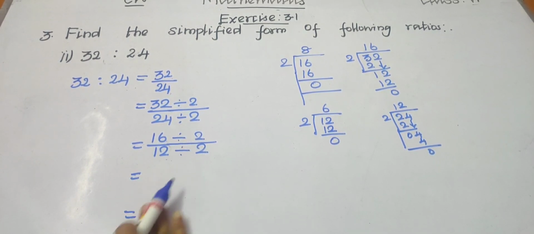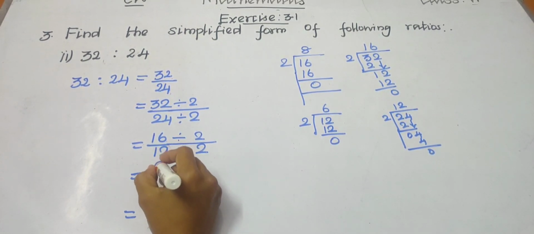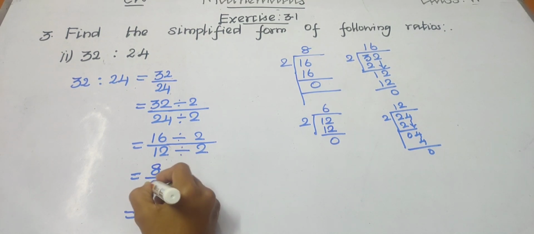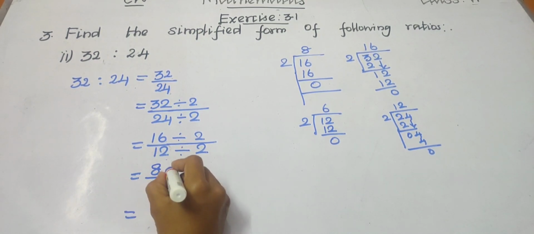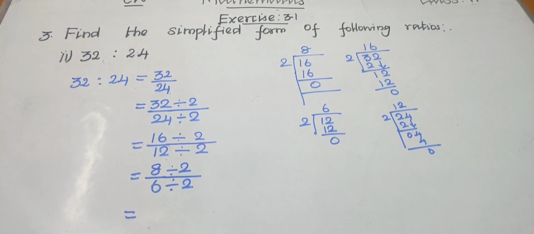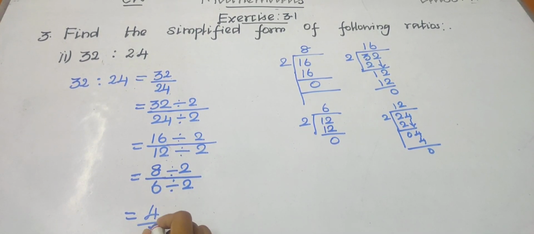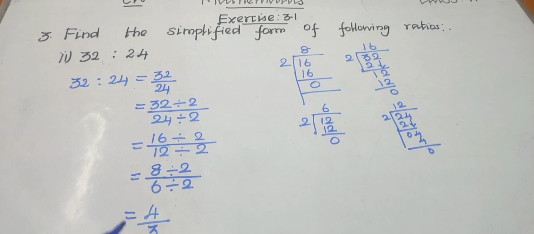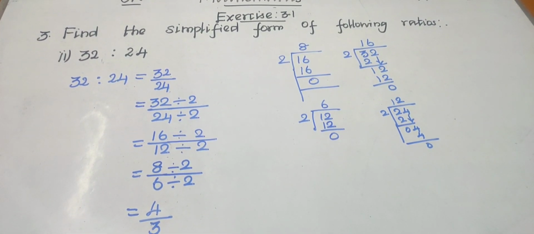So how will you write? We got 8 by 6, right? So we can make this in simplest form so that we can use divide 2. Divided by 2. Now what will you get? 4 2s are 8 and 3 2s are 6. We got 4 by 3 as the answer.